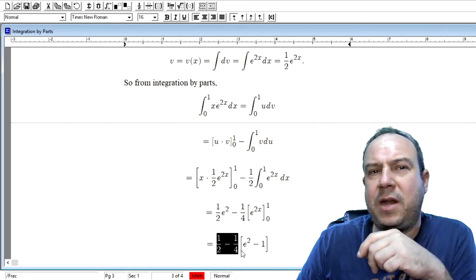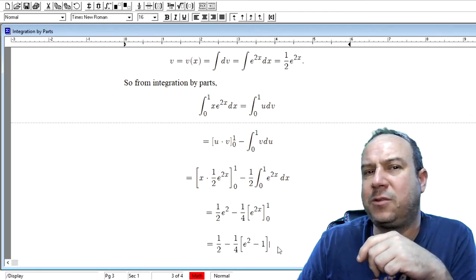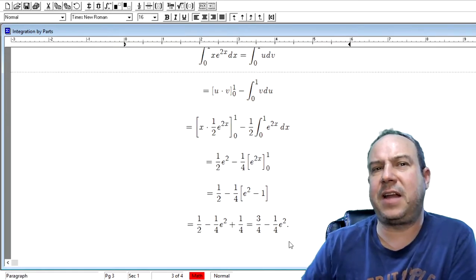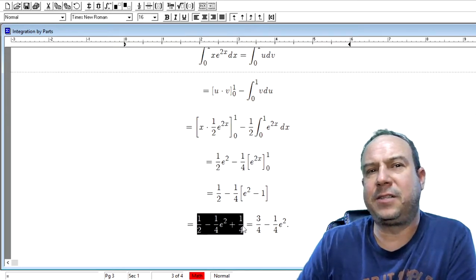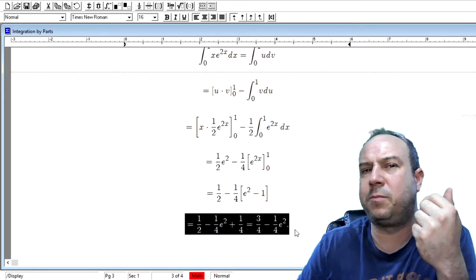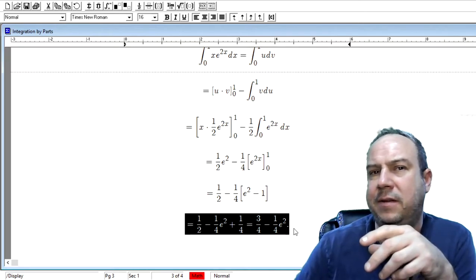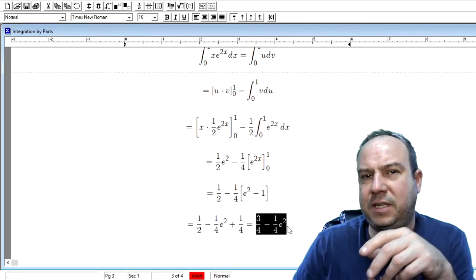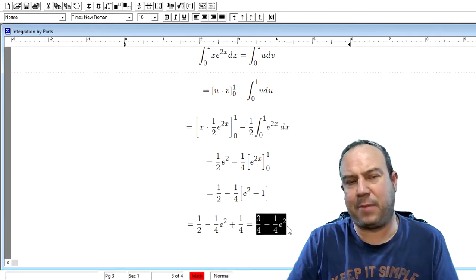So in the end, we get 1/2 e squared minus 1/4 times e squared minus 1, or that can be simplified a little further. Distribute the negative 1/4, you obtain this result, which simplifies to 3/4 minus 1/4 e squared in value. The result seen here at the end. Might as well.